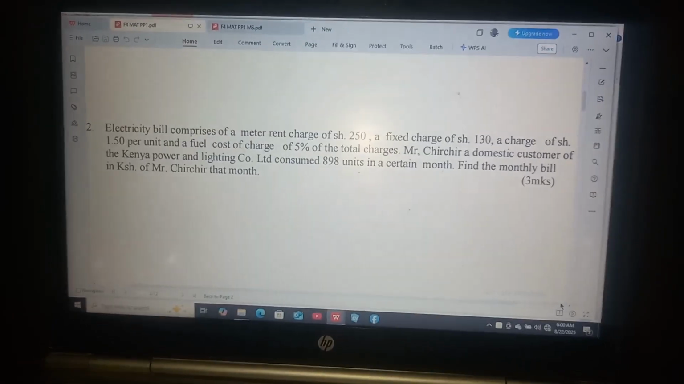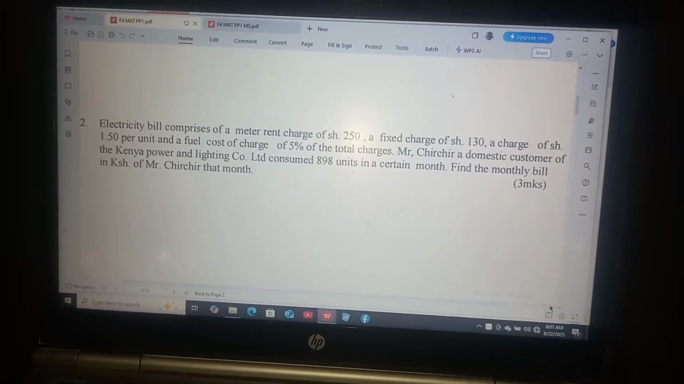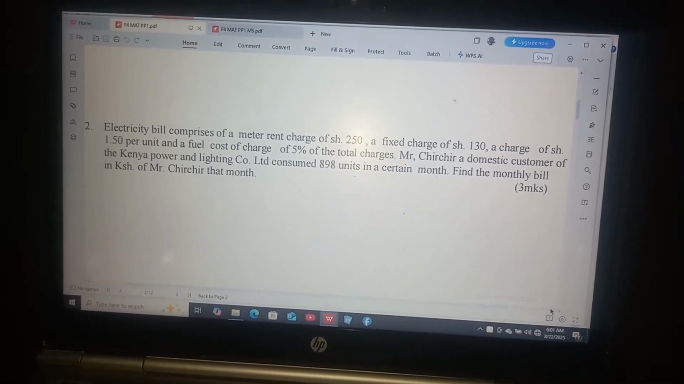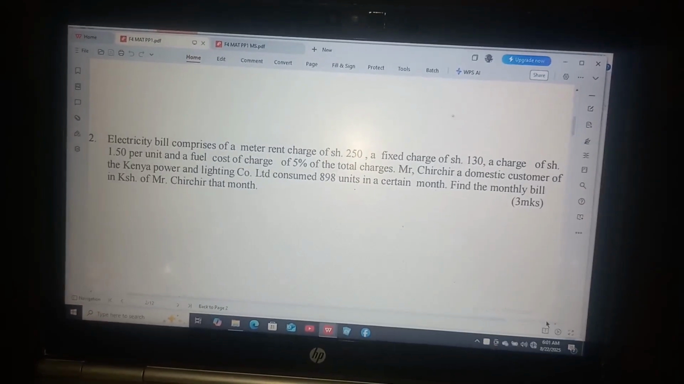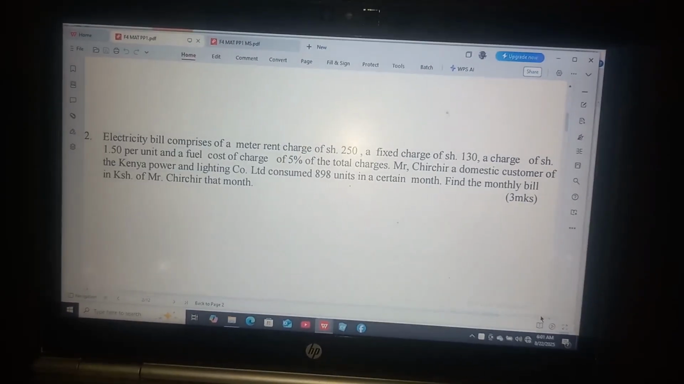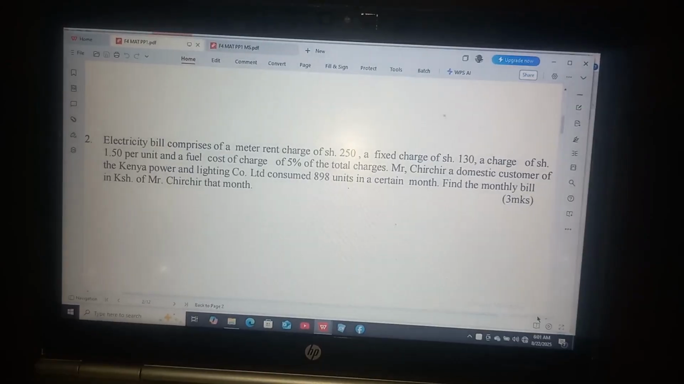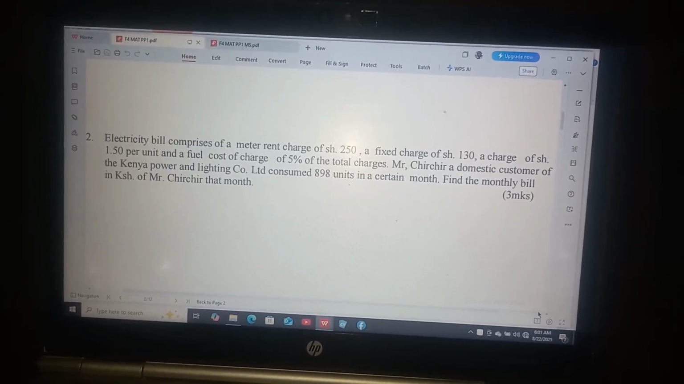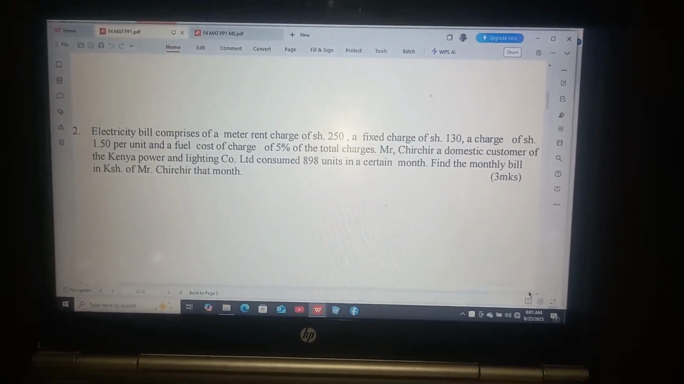Our question number 2 says, an electricity bill comprises a meter rent charge of 250 shillings, a fixed charge of 130, a charge of 1.5 per unit, and a fuel cost charge of 5% of the total charges. Mr. Chirichiri, a domestic customer of KCSE Limited, consumed 898 units in a certain month. Find the monthly bill in Kenya shillings of Mr. Chirichiri that month. Let us proceed with this question.